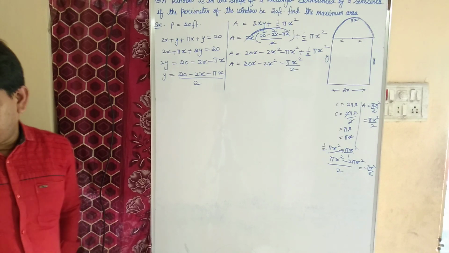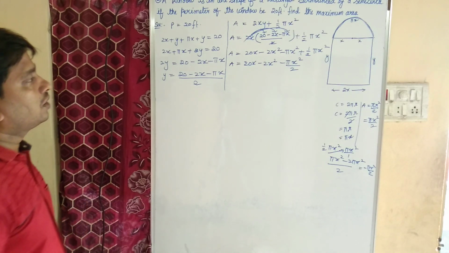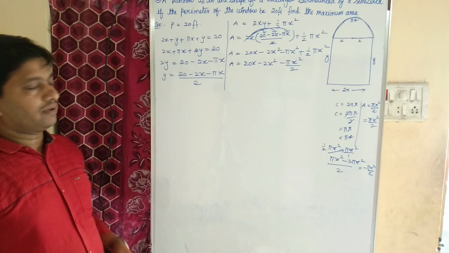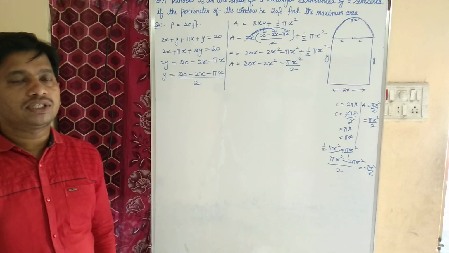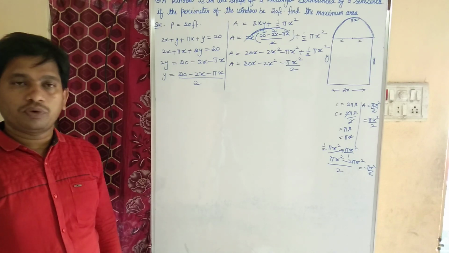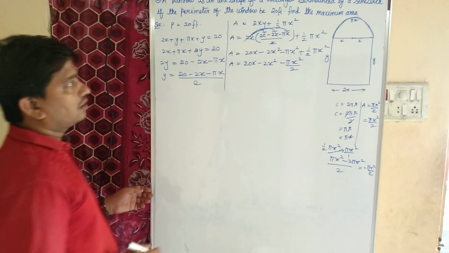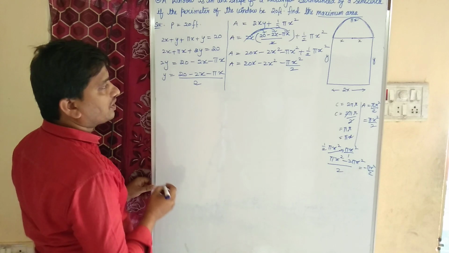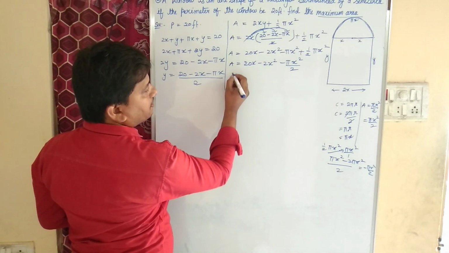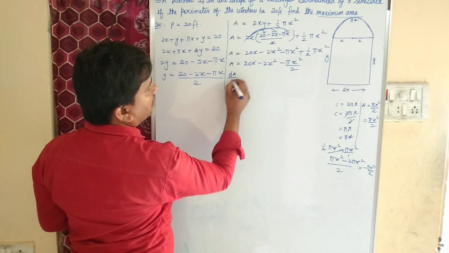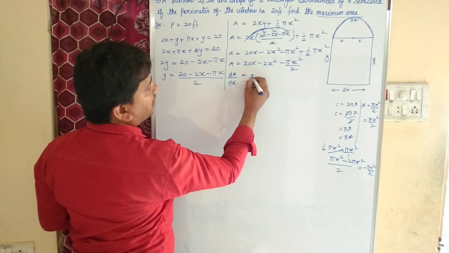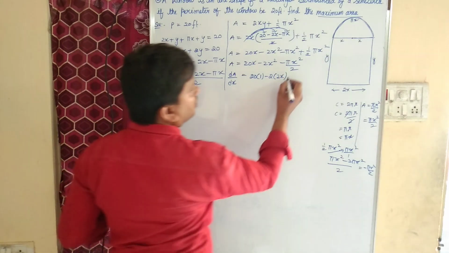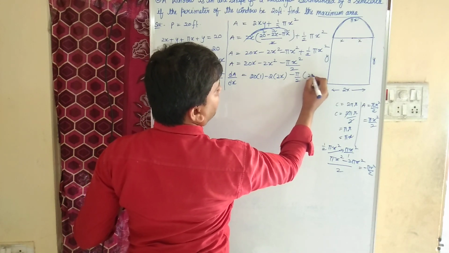Now, when the perimeter is given and we need to find the maximum area, first what we have to do is differentiate with respect to x. For area, because they are asking to find the maximum area. Let us differentiate with respect to x. So dA by dx: 20x differentiation is 20, minus 2 into x square differentiation 2x. Pi by 2 is constant, x square differentiation is 2x.